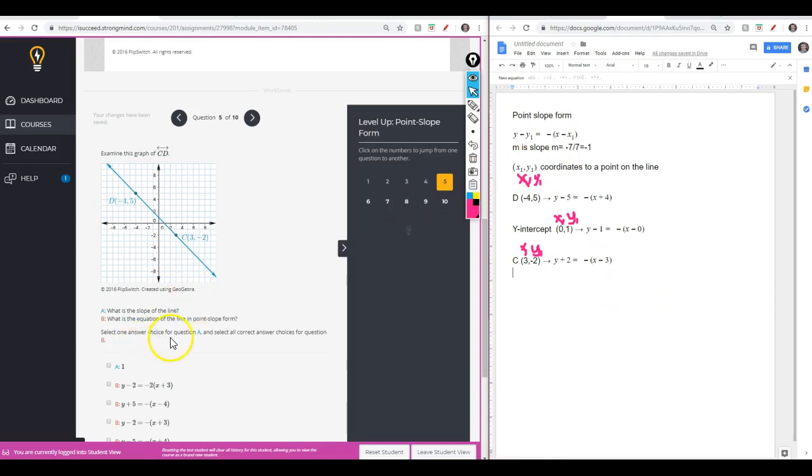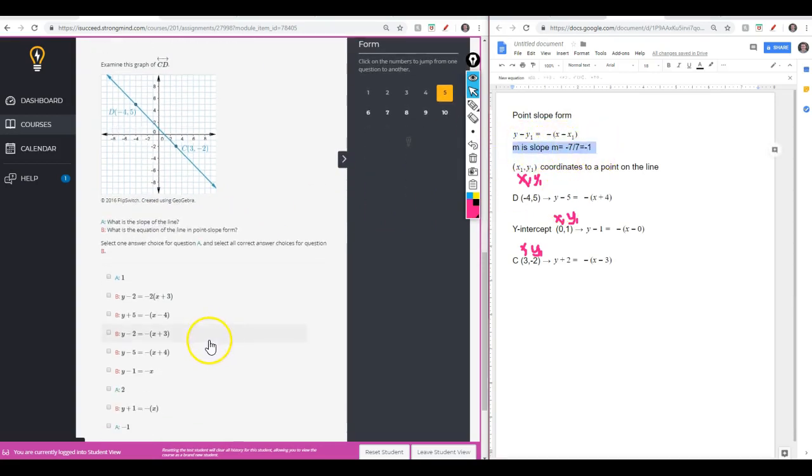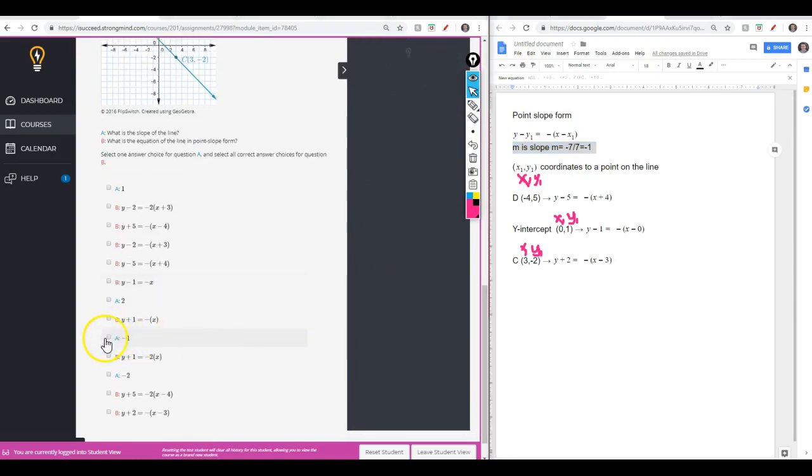So I am looking for A, the slope of the line, which is -1. That's what we found up here. Now, the next one that I'm looking for is y minus 5 is equal to negative 1 times quantity x plus 4. So y minus 5 is equal to a negative 1 times the quantity of x plus 4. That's the one. The next one I'm looking for is y minus 1 is equal to a negative 1 times the quantity of x minus 0.